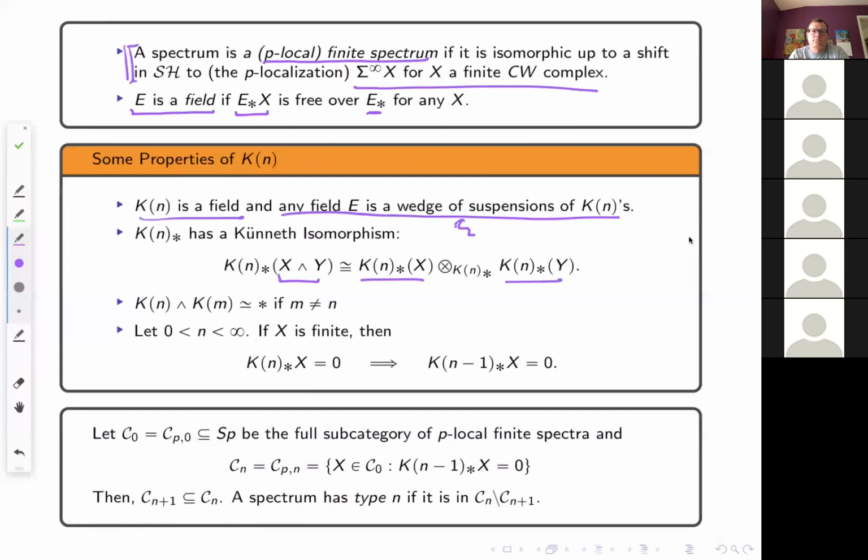And yes. Yeah. Earlier, you had this example where it was like if E has a complex orientation, then E star of a product of CP infinities was what I would expect from Künneth.